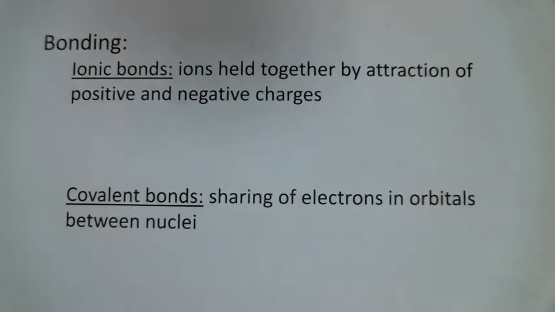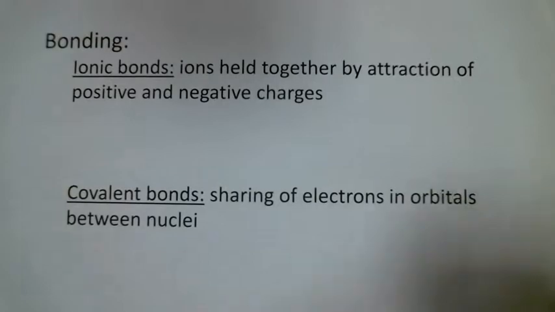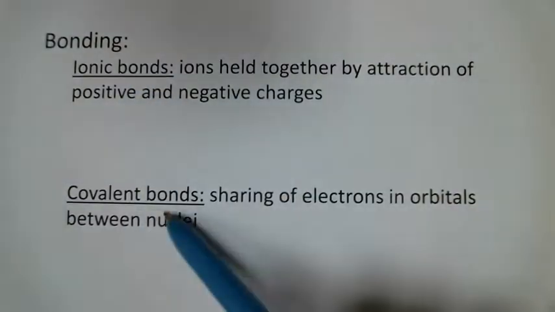Hi everyone. We're going to start chapter 8 now, and chapter 8 is about bonding. A lot of what we're going to do is covalent bonding. And so this first little introduction, we're not going to get any more than this on ionic bonds. So there's two types of bonds, ionic bonds and covalent bonds.